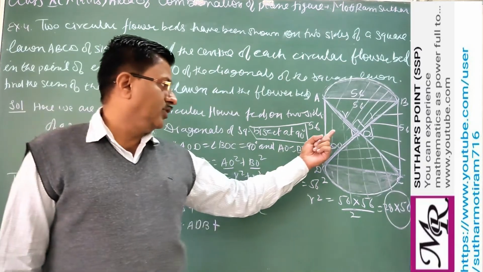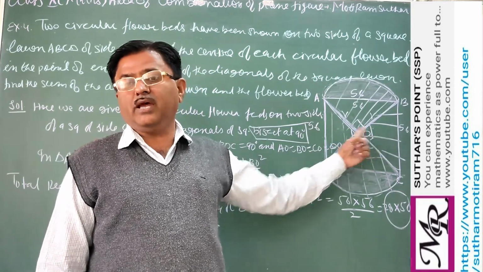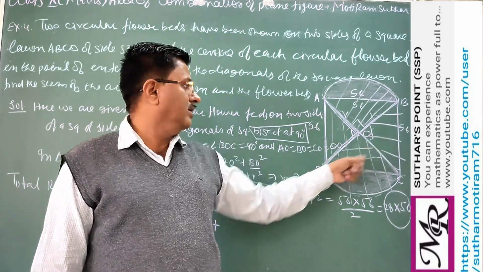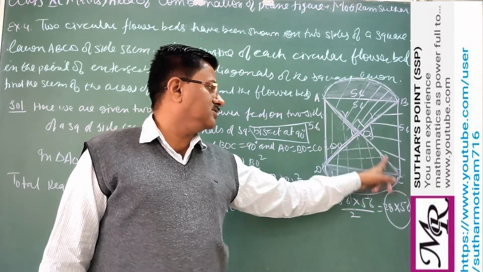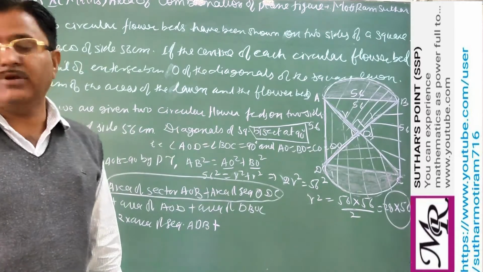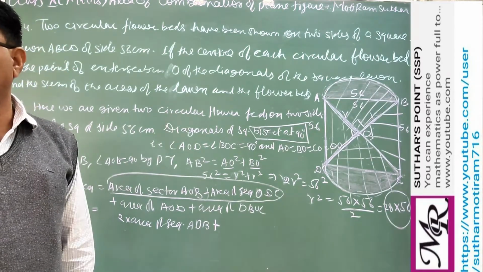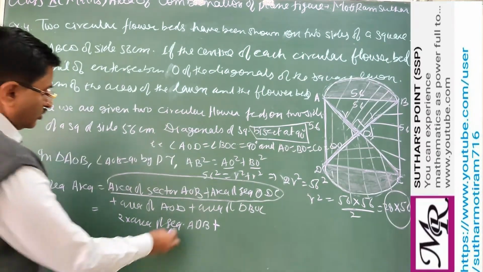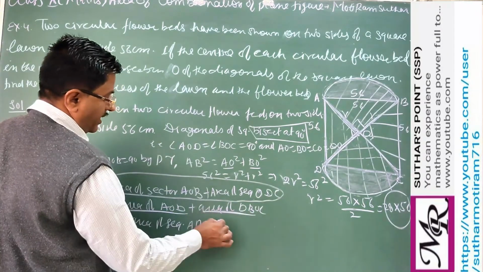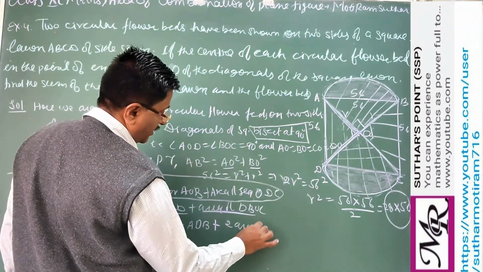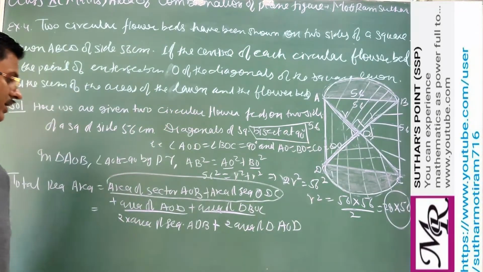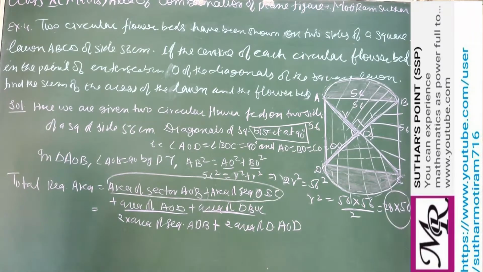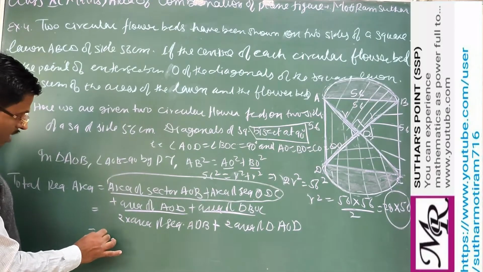Similarly, you can see these two triangles also have equal area. Why? Because this is 56, this is 56, and these sides are all R. So they are the same or congruent triangles. That's why their area is also equal. So you can write twice the area of triangle AOD. Any one triangle you can take, either AOD or this one. Now we use the formula.